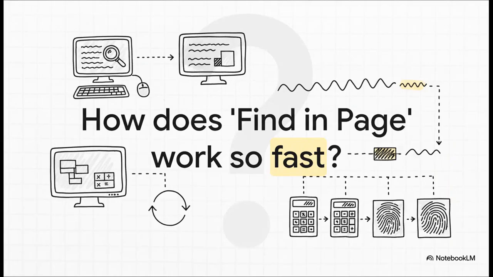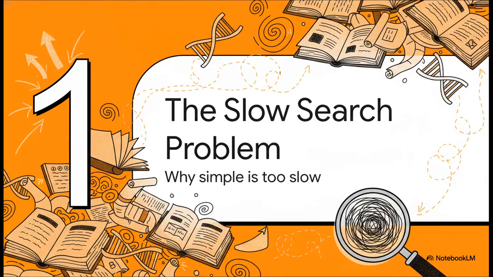You ever hit Control F on a huge web page and wonder how it just instantly finds what you're looking for? It feels like magic, right? But behind that is a classic computer science problem. How do you efficiently search for a small string, what we call a pattern, inside a much larger text? The biggest hurdle here, really, is speed.